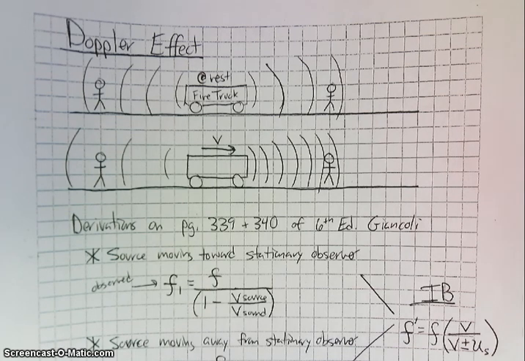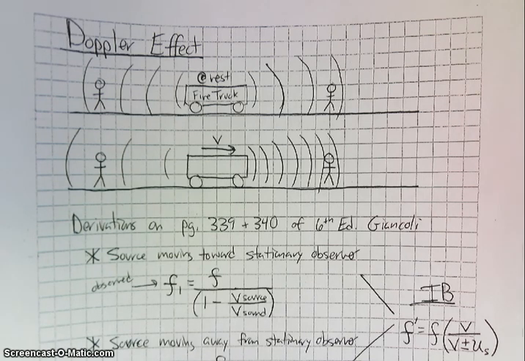But if you have a fire truck and it's at rest, and it emits its sound, if it has a siren on, if it's at rest and two people on either side are also at rest, what you get is the same exact frequency. Why? Well, because it's traveling the same distance in the same amount of time on either side.